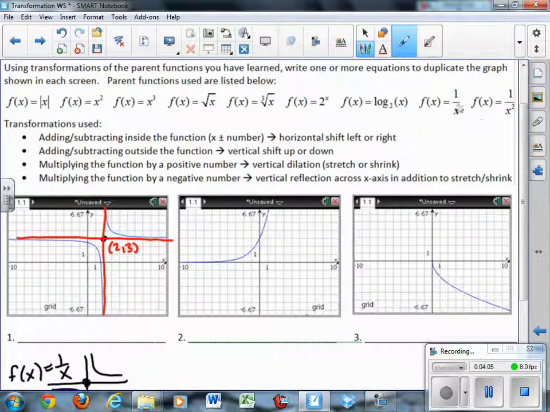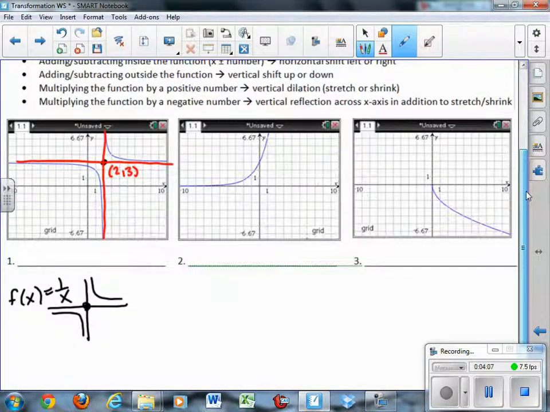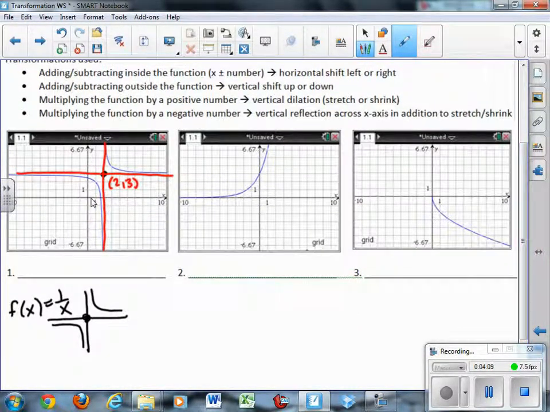So here, if I have 1 over x and I want to shift it to the right 2, I would subtract 2 from x. So I would say f of x is equal to 1 over the quantity x minus 2. That shifts it to the right 2. Then I want to shift it up 3.